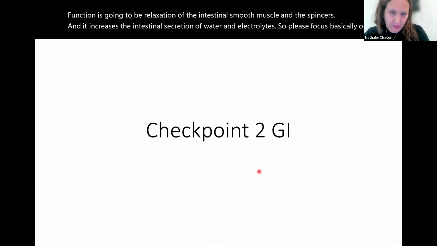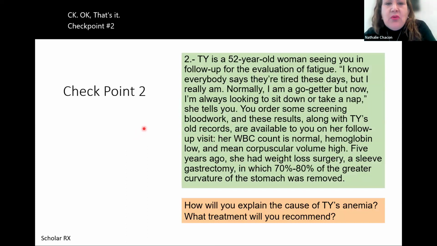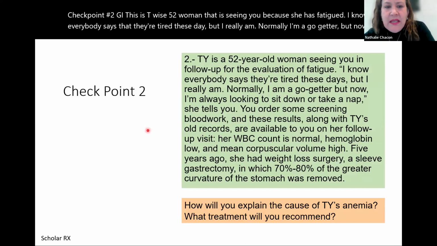That's it. Checkpoint number 2, GI. This is a 52-year-old woman who is seeing you because she has fatigue. I know everybody says that they're tired these days, but I really am. Normally, I'm a go-getter, but now I'm always looking to sit down and take a nap.